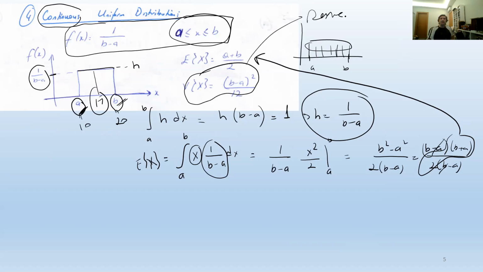Please derive it with the same logic, but this time you use the formulation for variance. All right.